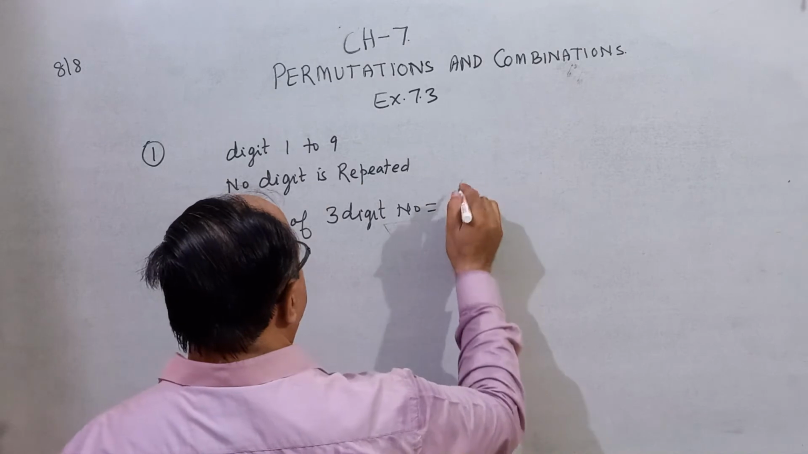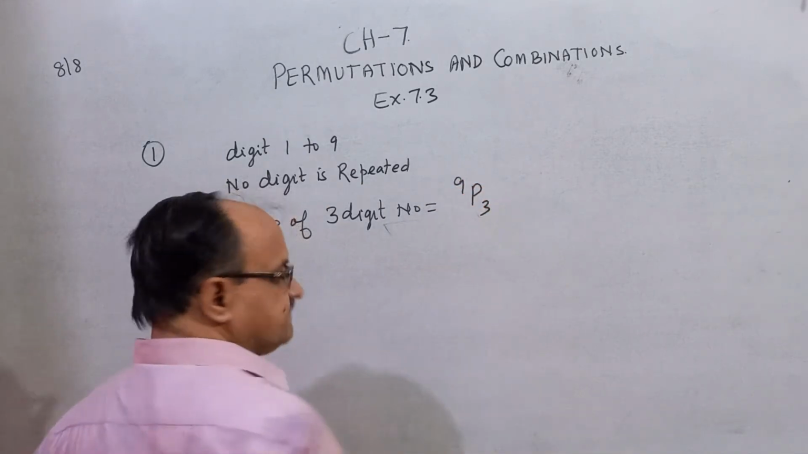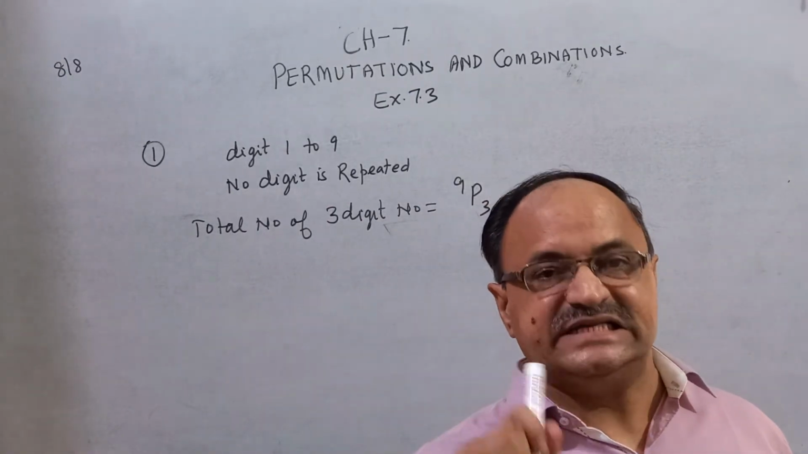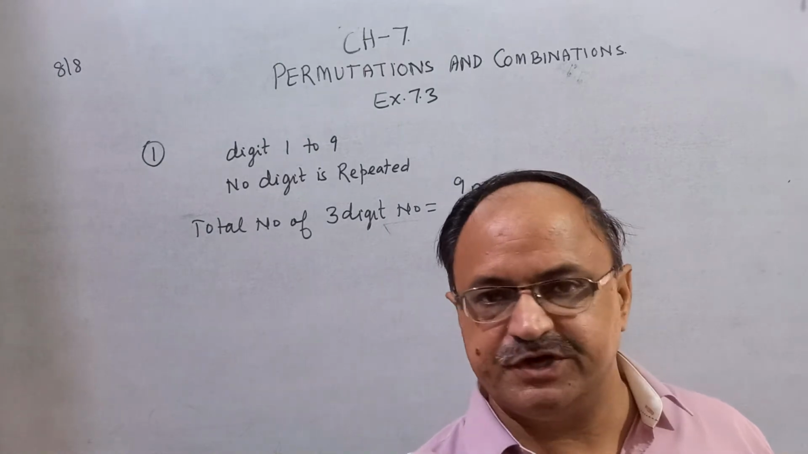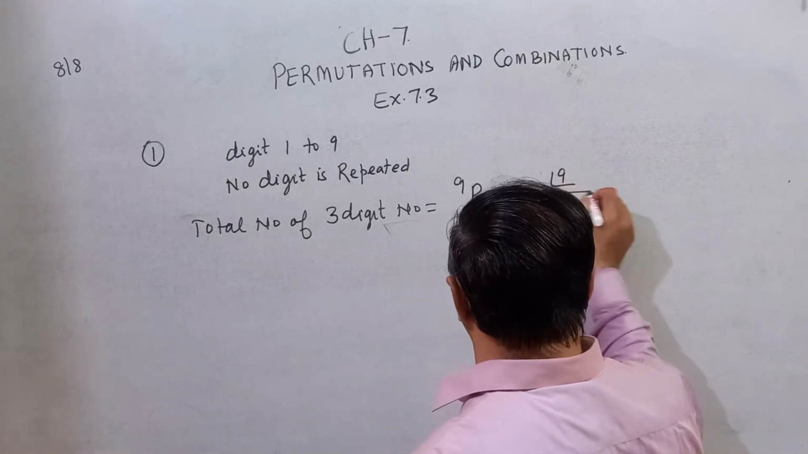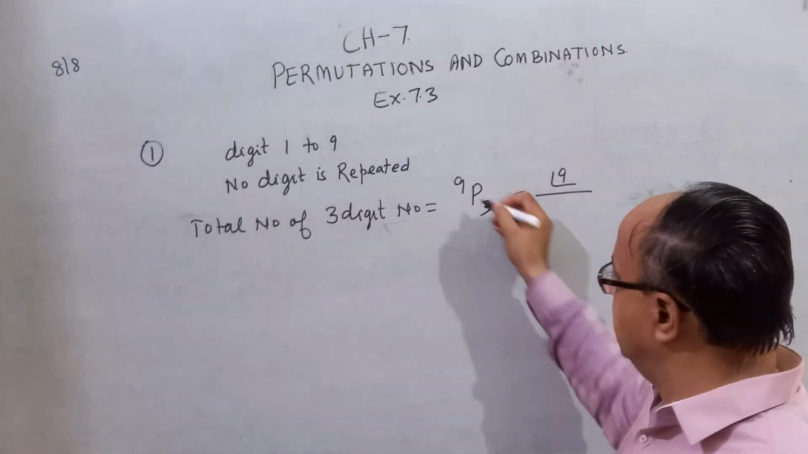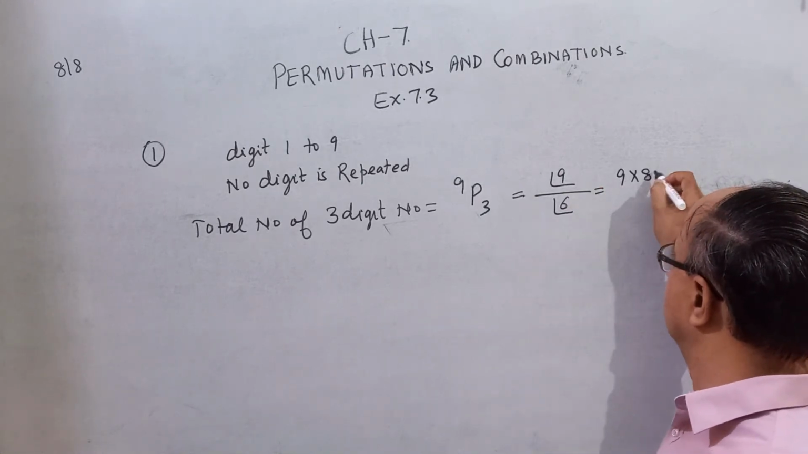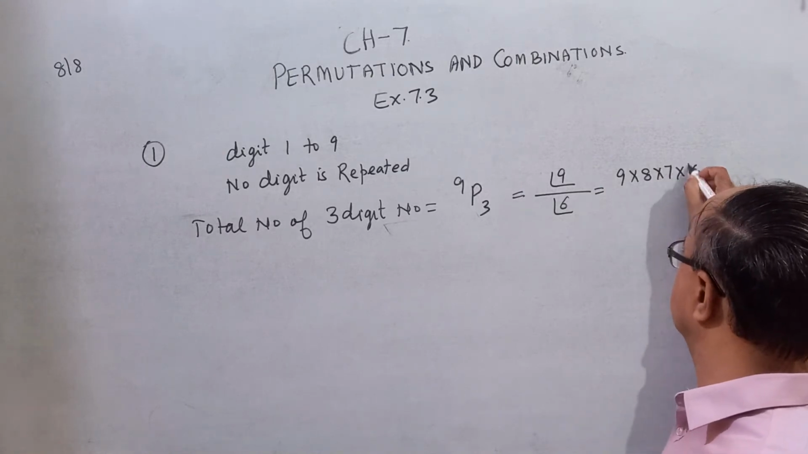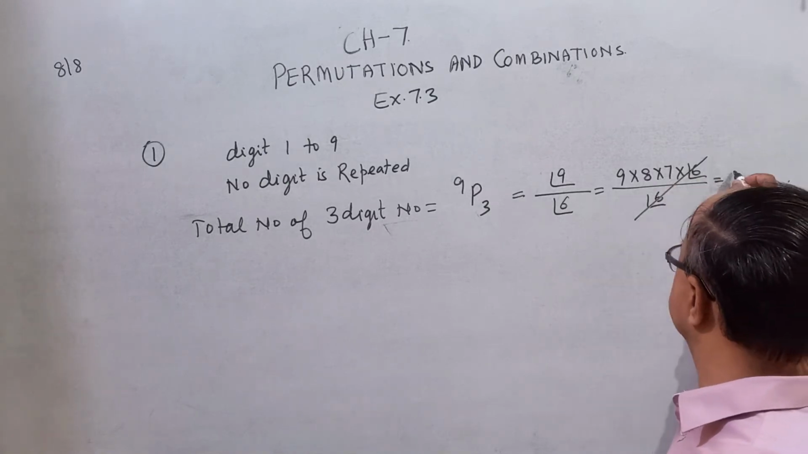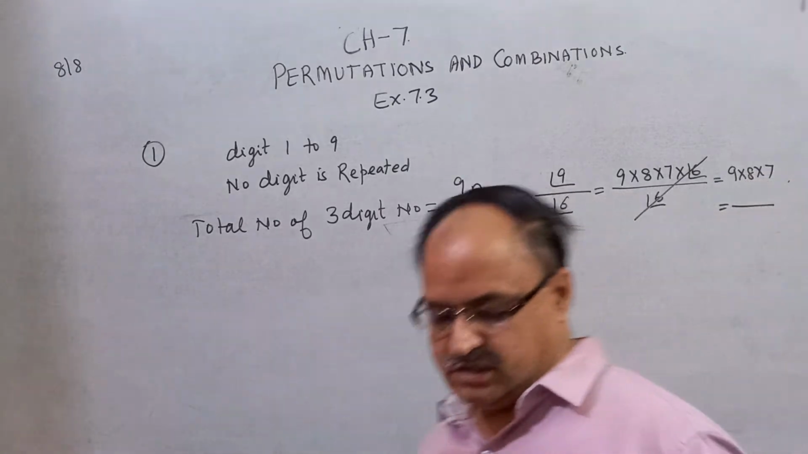You can use theorem number 1, that is 9P3. This theorem is applied when all the digits are different, repetition not allowed. So the formula applies: 9 factorial by 9 minus 3, that is 6 factorial. You can expand 9 factorial up to 6: 9 into 8 into 7 into 6 factorial, and then 6 factorial will be cancelled. When you multiply 9 into 8 into 7, that is the answer. This is the solution of question number 1.